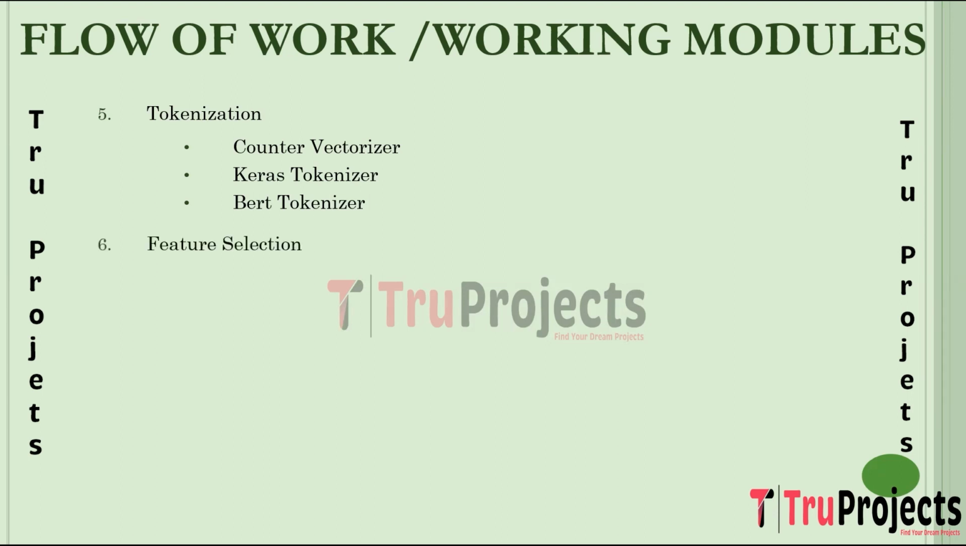The next step is feature selection. In this phase, relevant features are identified and selected for subsequent model training. The next step is splitting the data into train and test. The dataset is divided into distinct training and testing sets. The training set is employed for training the model, while the testing set is reserved for evaluating the model's performance.